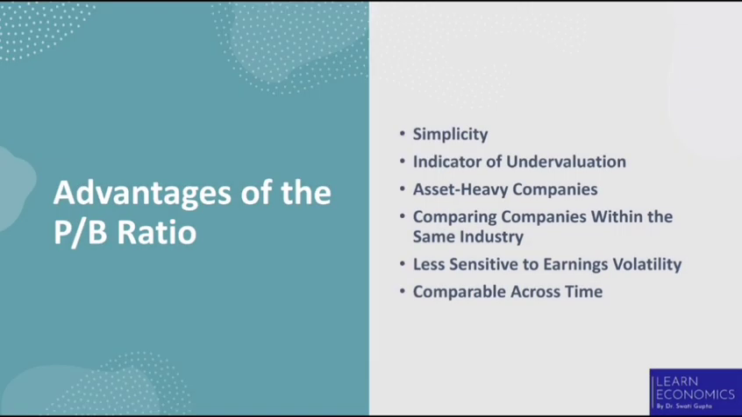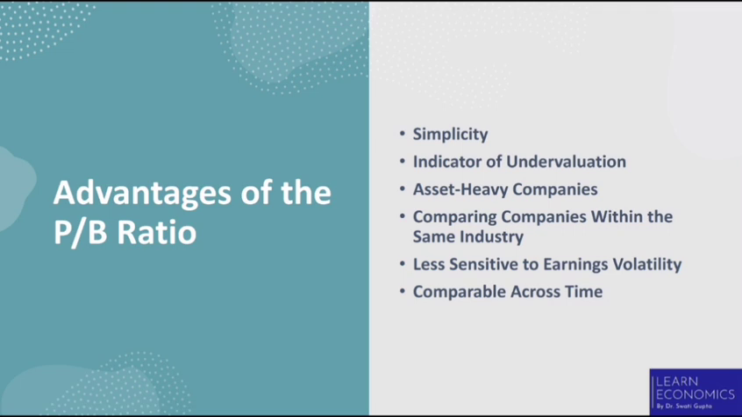Now, advantages of the PB ratio. First, simplicity. The PB ratio is very easy to calculate. All you need is a company's stock price and its book value, which you can easily get from the balance sheet. It also gives a quick overview of whether a stock is undervalued or overvalued.